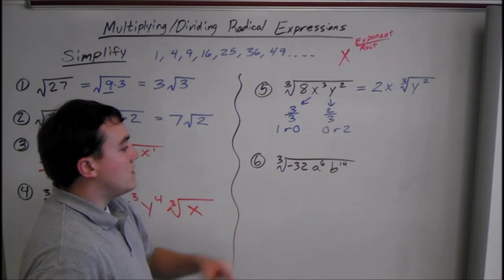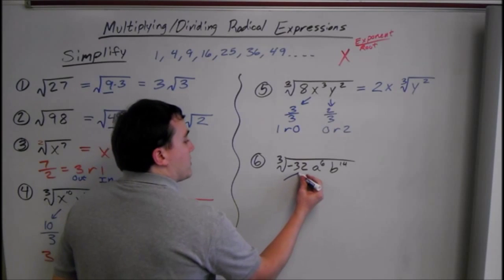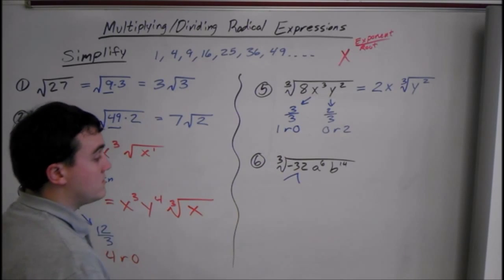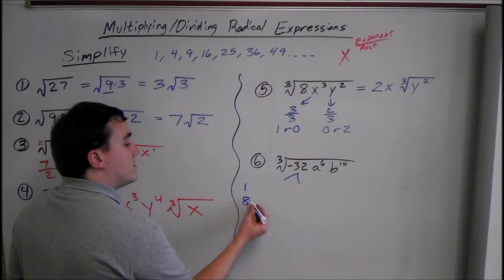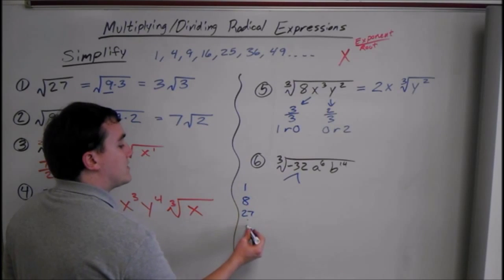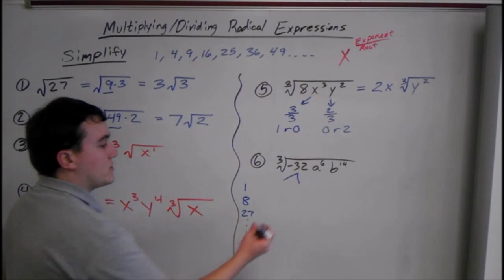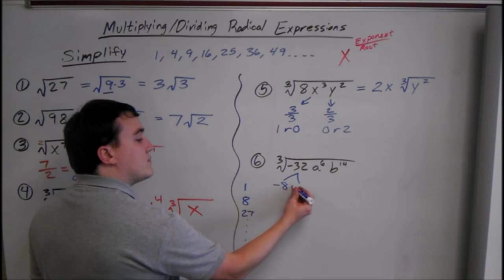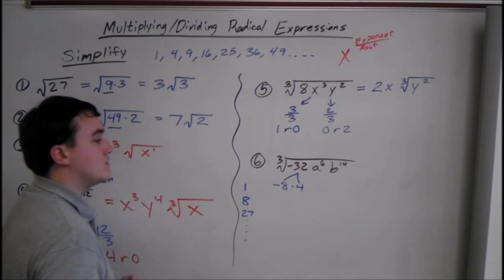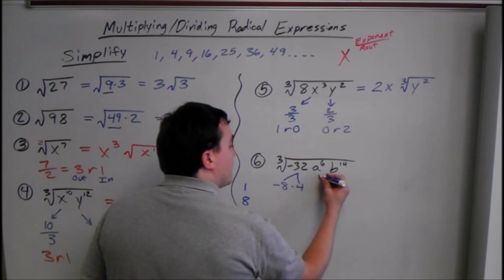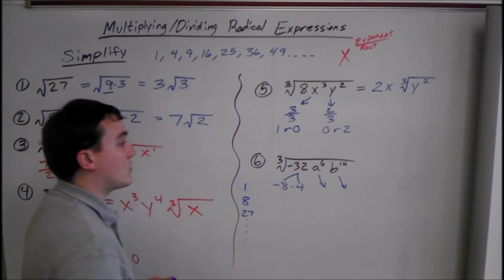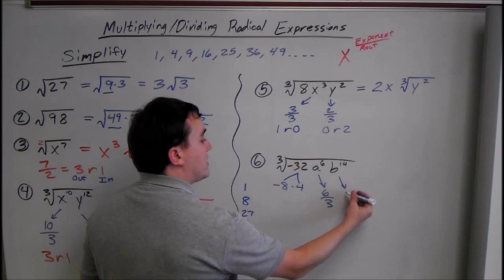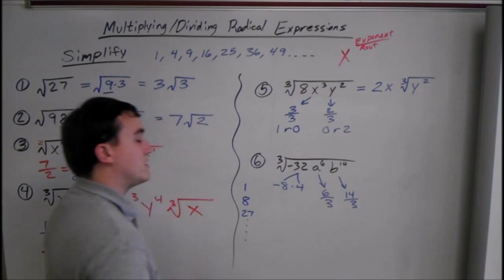Last one. You have to look at each thing separately. So say we can break up negative 32. We're looking at a cube root. So perfect cubes: 1 cubed is 1, 2 cubed is 8, 3 cubed is 27. 8 goes into 32. And since it's a cube root, we could also take out the negative. So we have negative 8 times 4 is 32. Then we could set up fractions for the a and the b, and that'll give us our answer. We have 6 over 3 for the a, and 14 over 3 for the b.